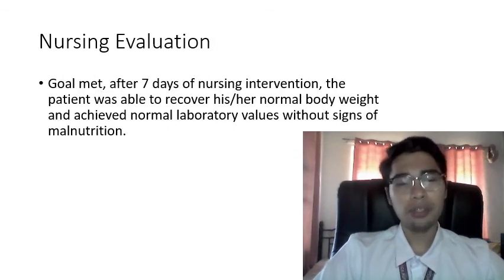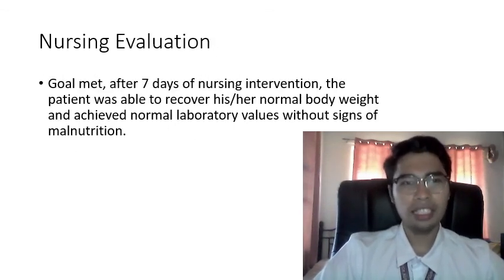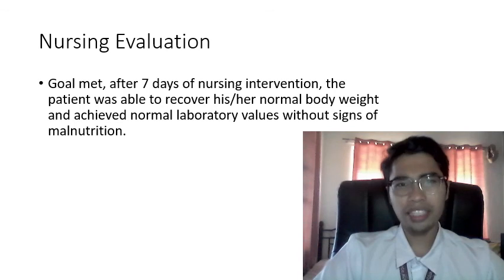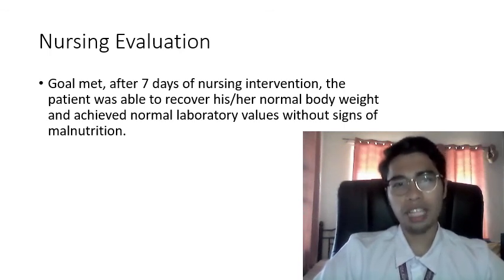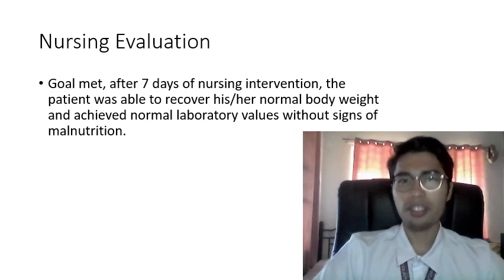Now, if we do it all right and the patient complies, we should have a goal met. It can be up to 3 to 7 days of nursing intervention. The patient was able to recover his or her normal body weight and achieve normal laboratory values without signs of malnutrition, only if we do it right and the patient complies.